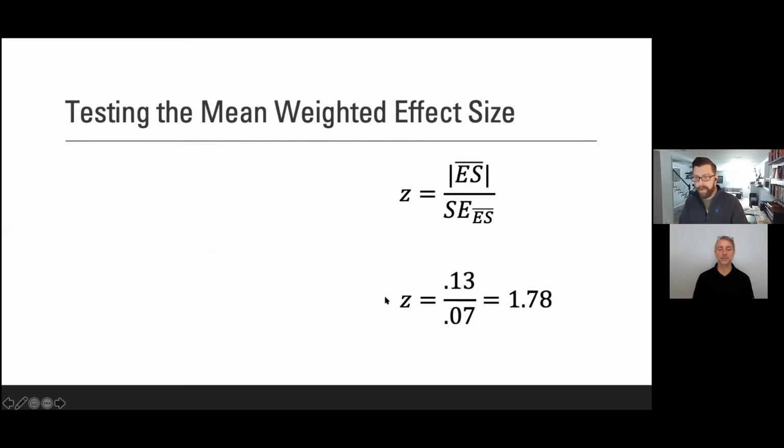The other thing that we can do, so that confidence interval already tells us something about whether or not the average effect is different from 0, but we can formalize a z-test. So we take the absolute value of our effect size and divide by the standard error that we estimated, and we get 1.78. So again, comparing that to a critical value or 95% critical value would mean that we would retain the null hypothesis in this case, that the average effect is equal to 0. Again, this is just a fake little example.